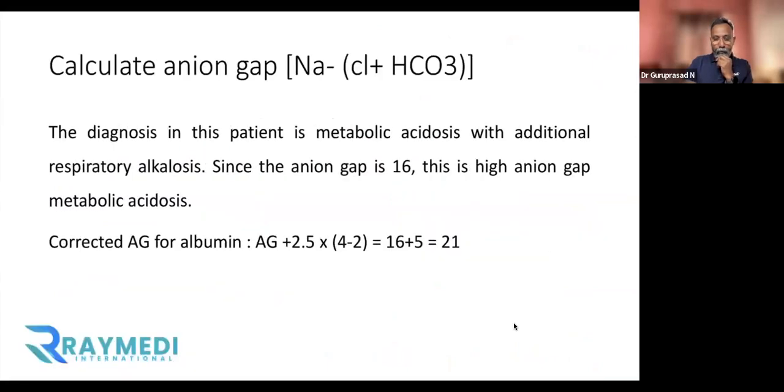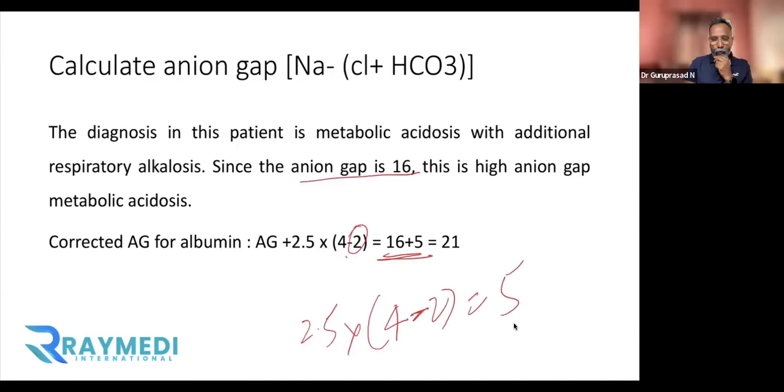Okay, so you have to add the albumin correction for that. So the calculated anion gap was 16. Now you have to do albumin correction. So the given albumin is 2. So by doing that, what you got is 2.5 into the normal albumin minus the calculated albumin. So this will be 5. So you should add this 5 to the calculated anion gap and you'll get 21. So actually the anion gap is still higher.